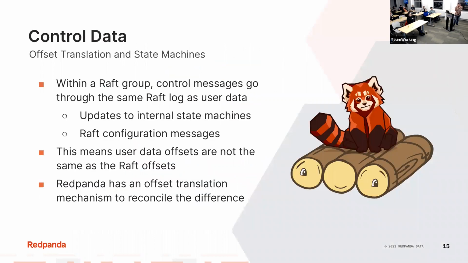Within a RAFT group, so I mentioned we use RAFT to replicate your data. We also use it to replicate internal state, like who's the new leader for this partition, and all kinds of things like that. And what that means is that your offsets in terms of the data that the user puts in might be a little bit different from the actual raft offsets as we record them in the Redpanda logs. And so we have an offset translation mechanism for this, to account for that, because not all the messages that go through RAFT are actually user data. Some of it is control stuff.